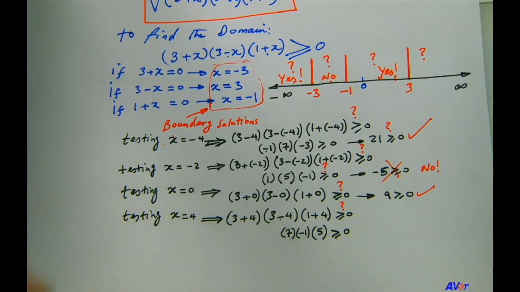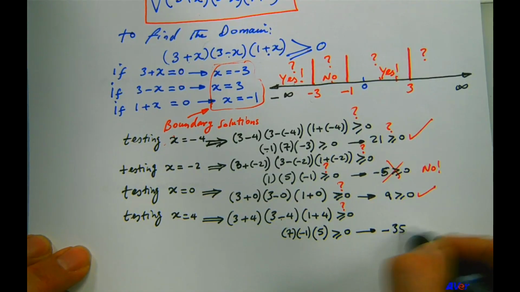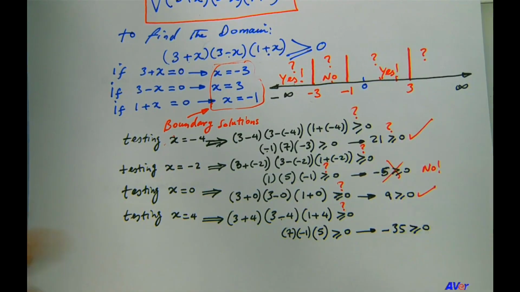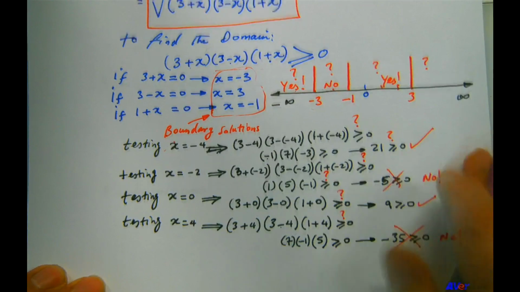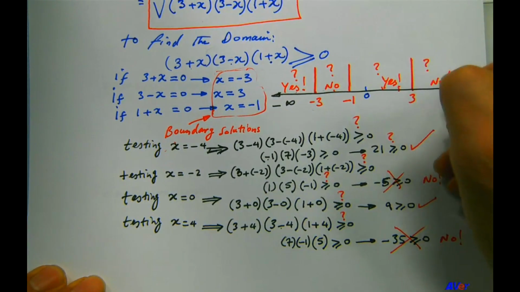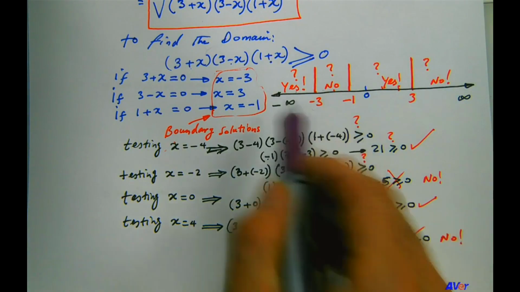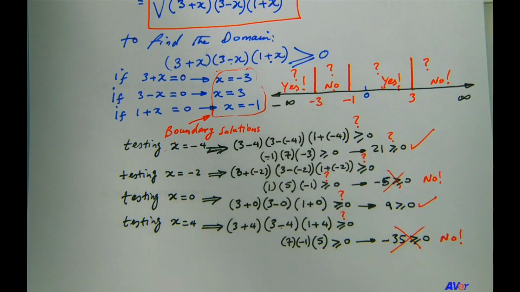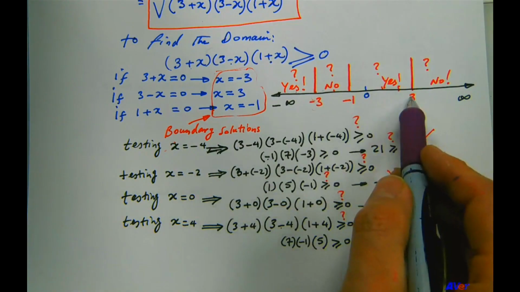Multiply all these, what do we get? We get -35 greater than or equal to 0. Is that a true statement? Absolutely not. So that region is not in the domain of the combined function. So where is in the domain of the combined function? From -infinity to -3, and then from -1 to 3.